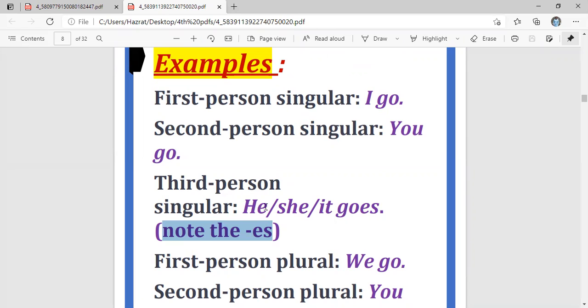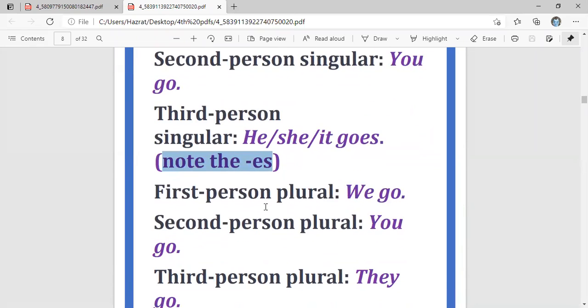He, she, it, and a singular noun. For example, Ahmed learns English. Ahmed eats a banana. She washes the dishes. It goes, he goes, she goes, she does not go. Does she go? He learns English. He doesn't learn English. Does he learn English? So that is the case.